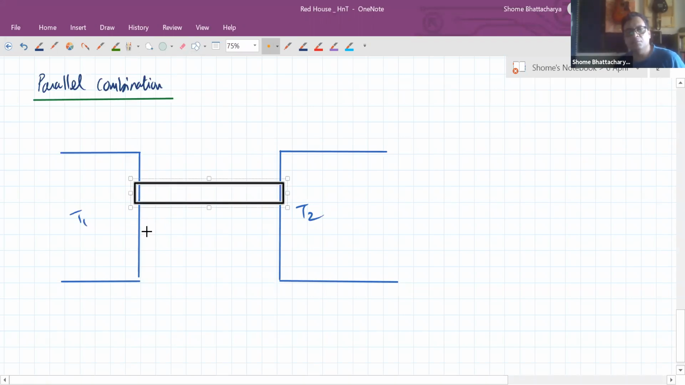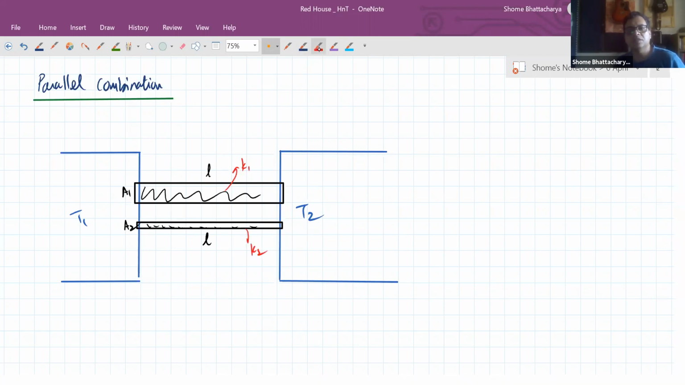In my example, geometrically they have the same length, but that is not absolutely necessary. The shape could be such that L1 and L2 are also different, and they have different areas and could be made of different materials. So this is K1 and this is K2. Now there will be some heat current going through this one, and some heat current going through this one.